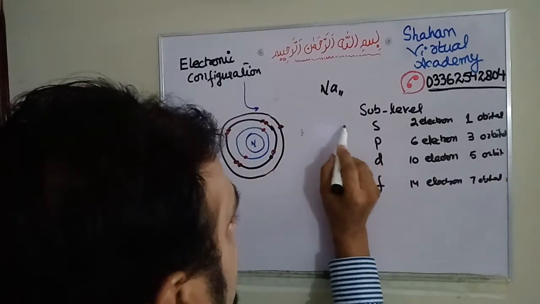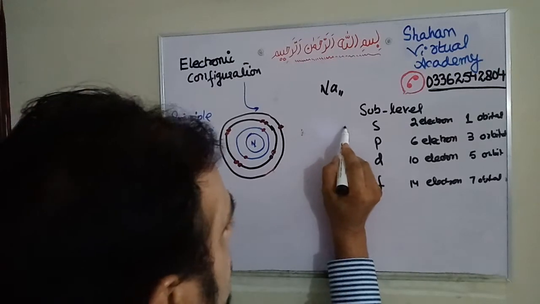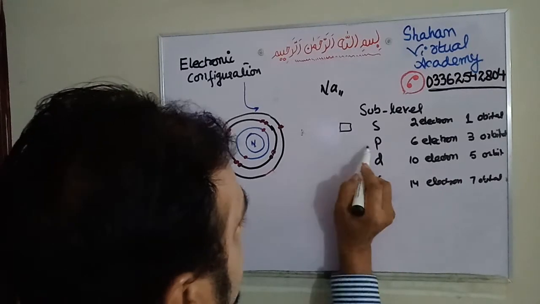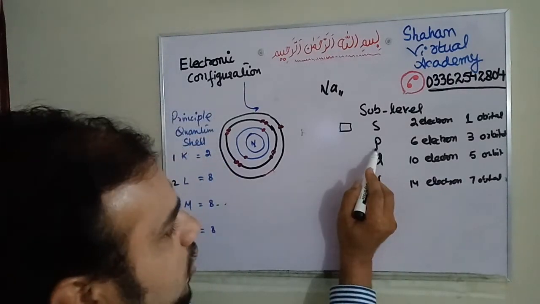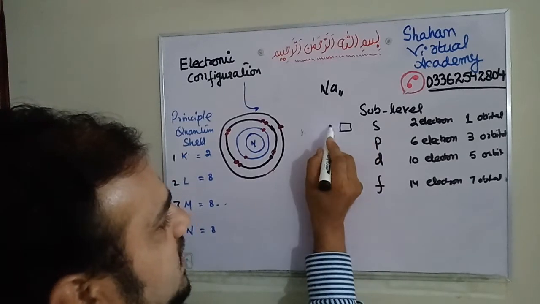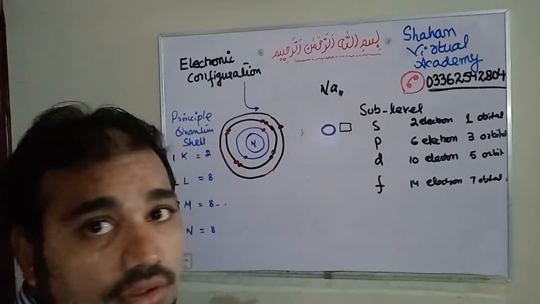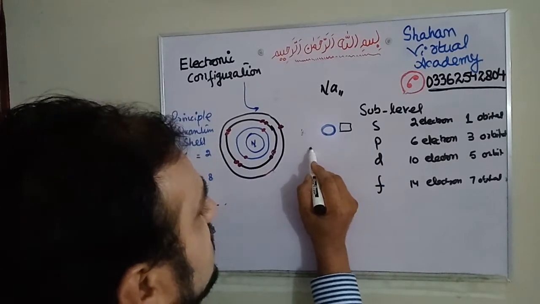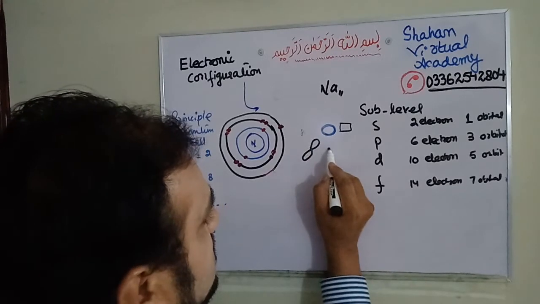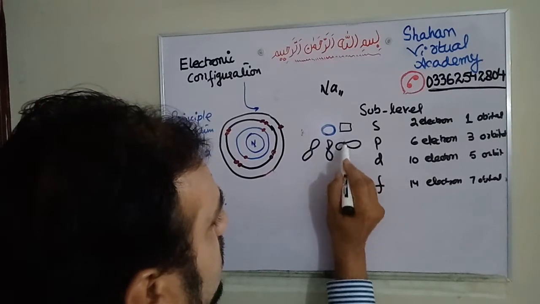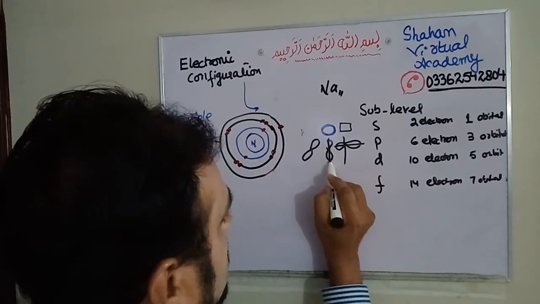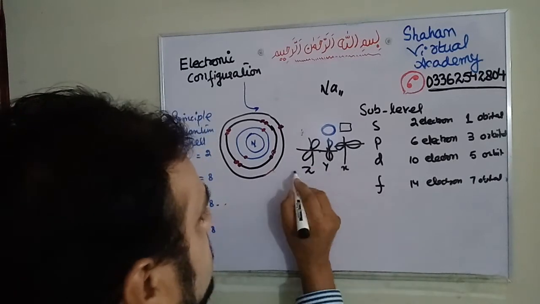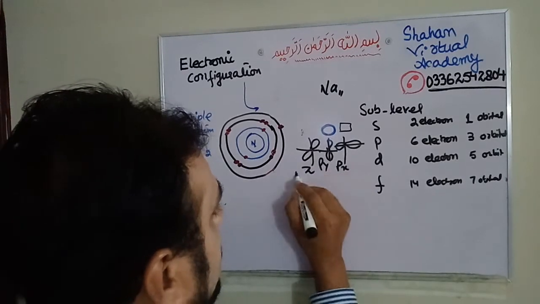S has only 1 orbital. The shape of the s orbital is spherical, but the shape of the p orbital is like lobes, in 3 axes: the x-axis, y-axis, and z-axis. So it is px, py, and pz.